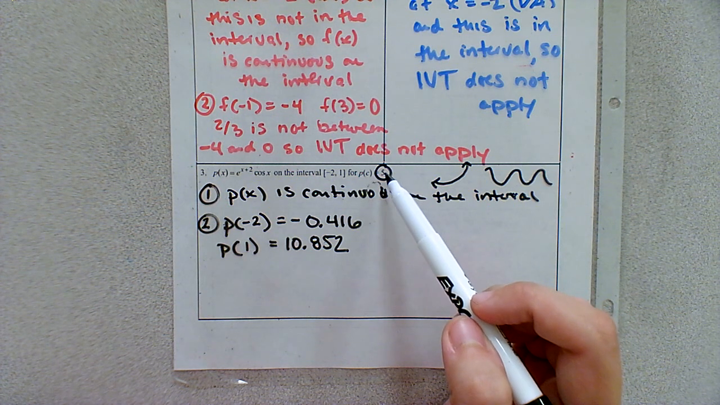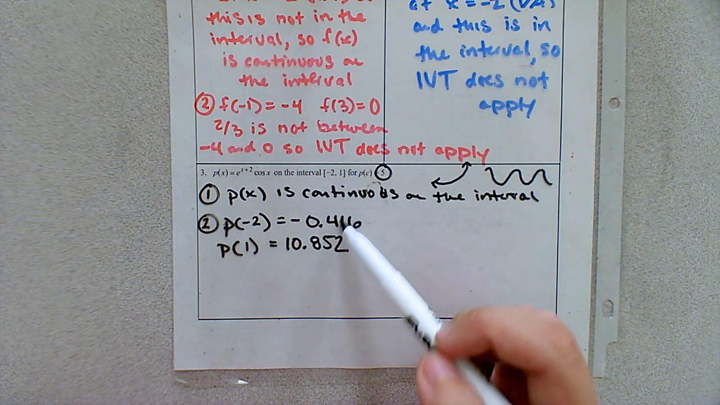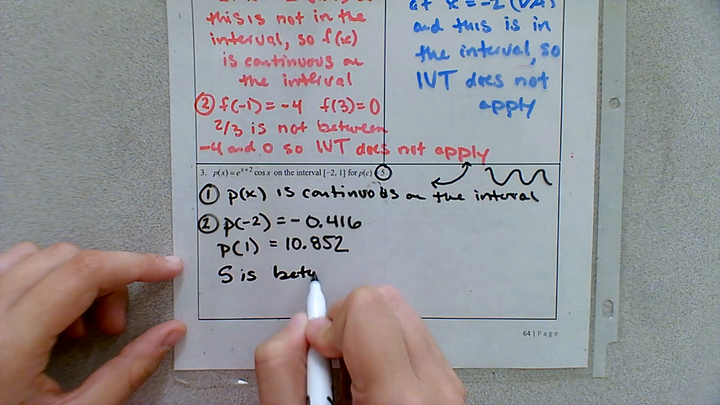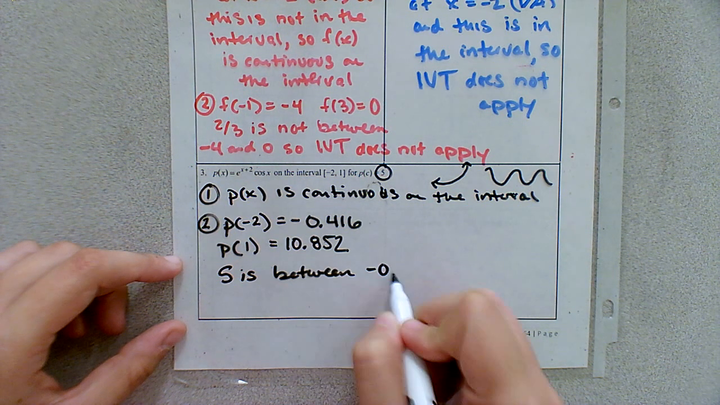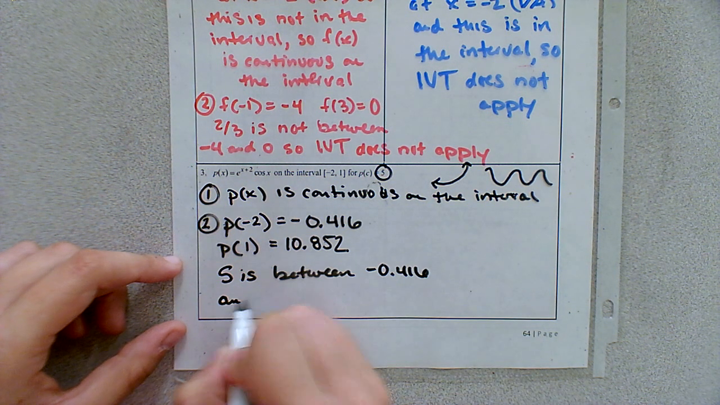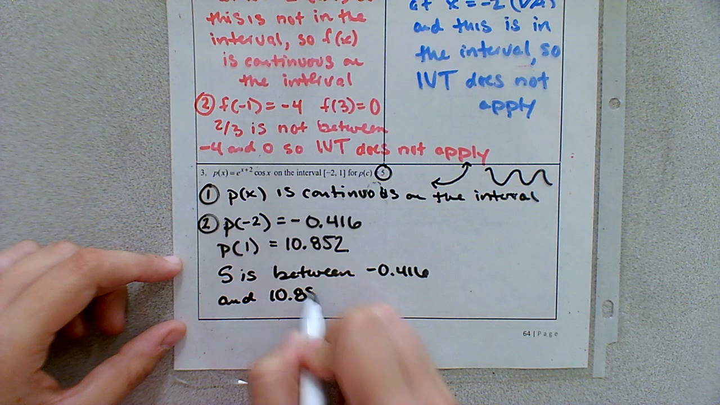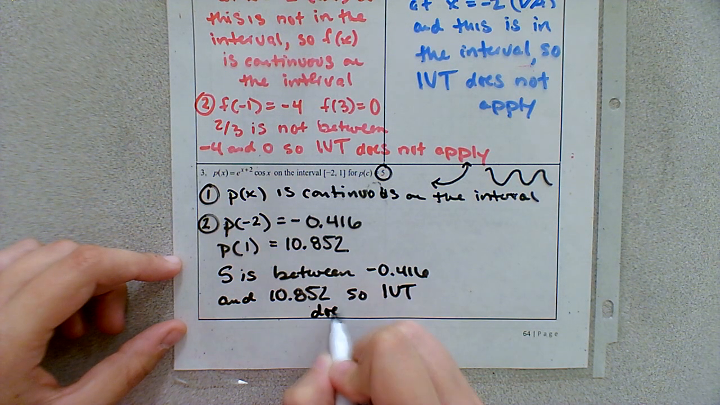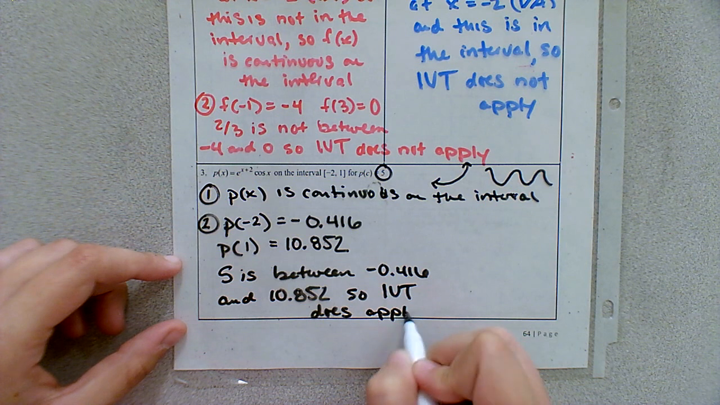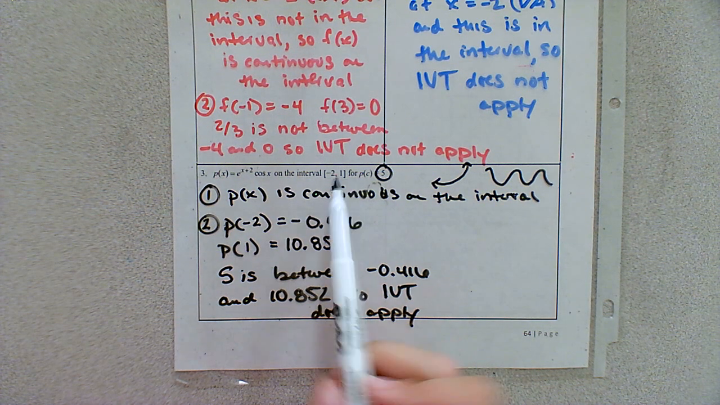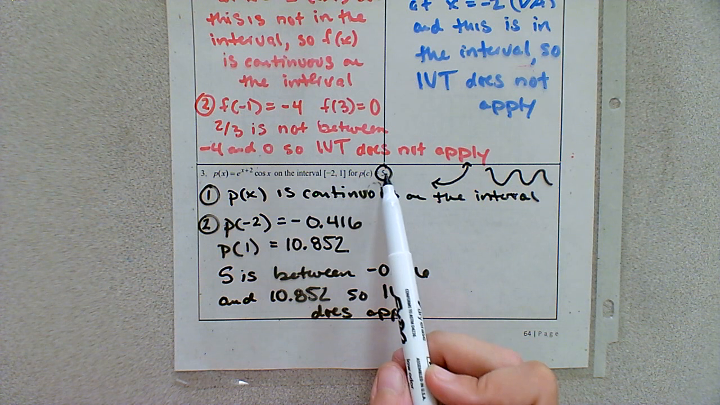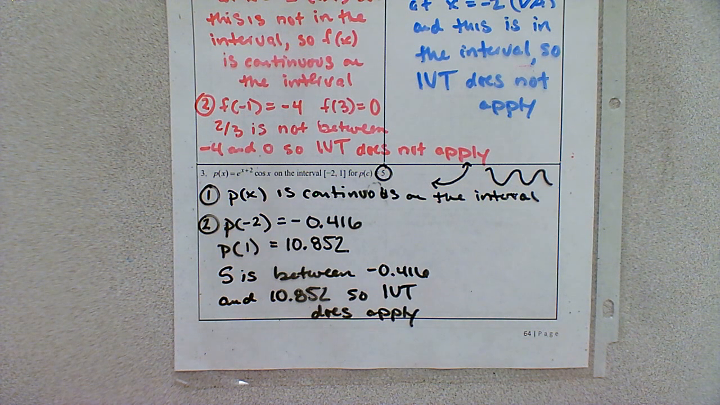So notice how 5 is between the outputs from the interval. 5 is between -0.416 and 10.852. So the intermediate value theorem does apply. So that means there should be some x value between -2 and 1 that would have an output of 5. And we're actually going to go ahead and try to figure that out.